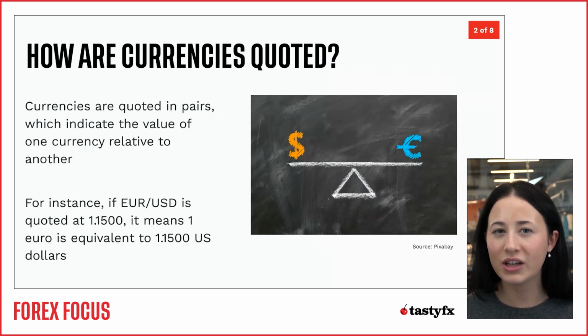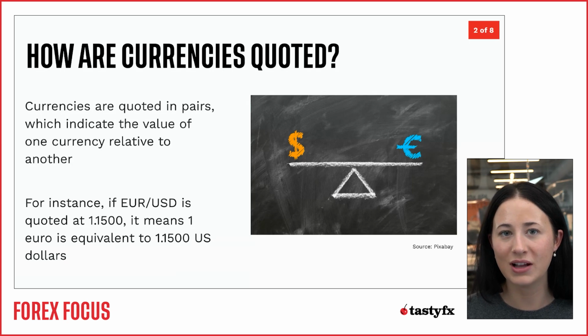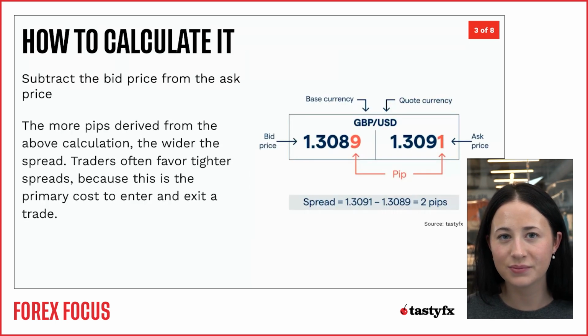Before we even get into this, it's important to give a little background on how currencies are quoted. Currencies are quoted in pairs, and these indicate the value of one currency relative to the other. An example of this would be the euro and US dollar pair. If it's quoted at 1.15, it means that 1 euro equals 1.15 US dollars.